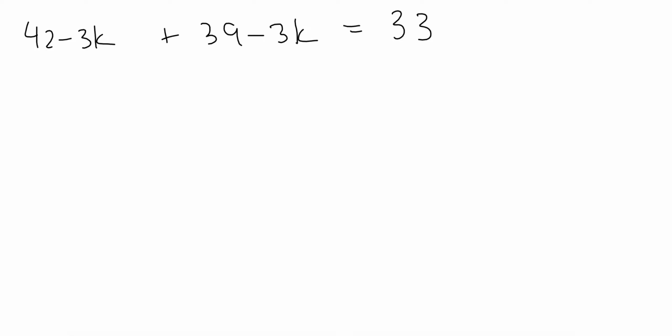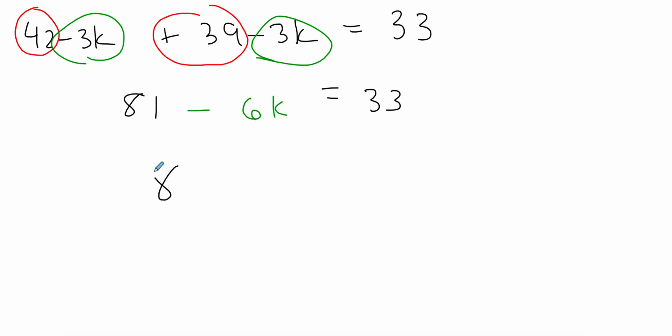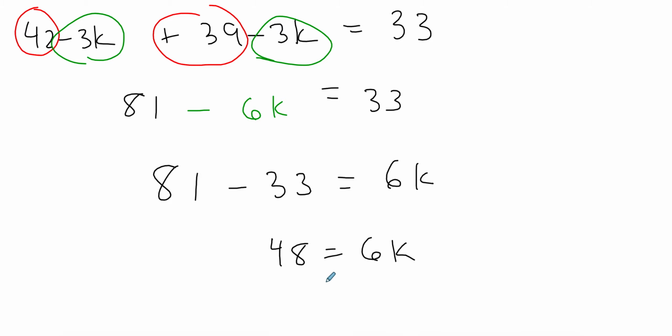So we're going to just combine the like terms. So 42 plus 39 would give you 81. And then you have negative 3k and negative 3k. So that would give you negative 6k equals 33. So moving things around, you get this. And that will be 48 is equal to 6k, and so we have k is equal to 48 over 6, which is 8.